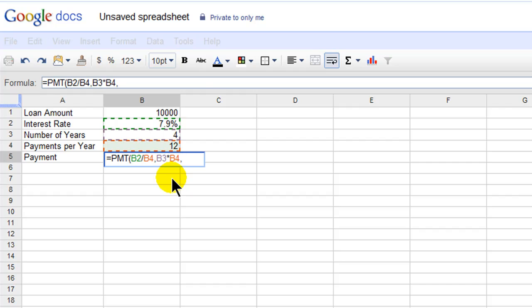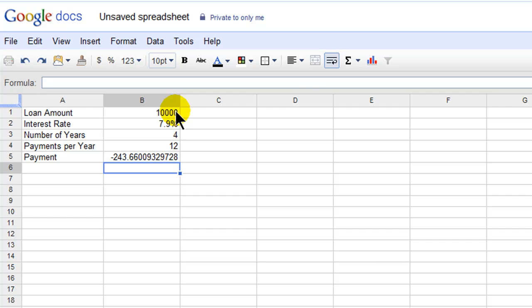And now I simply need my present value, which is basically my loan amount. So I'll click on the cell that contains my loan amount. I'm going to close the parentheses. And I'll just press enter. And you'll notice the same thing happens, by the way, in Excel. By default, I'm getting a negative number, and that's really the way it should be financially. Money you receive is a positive, so I received a $10,000 loan. Money you pay out is a cash outflow, is a negative, so I'm paying out $243 a month.